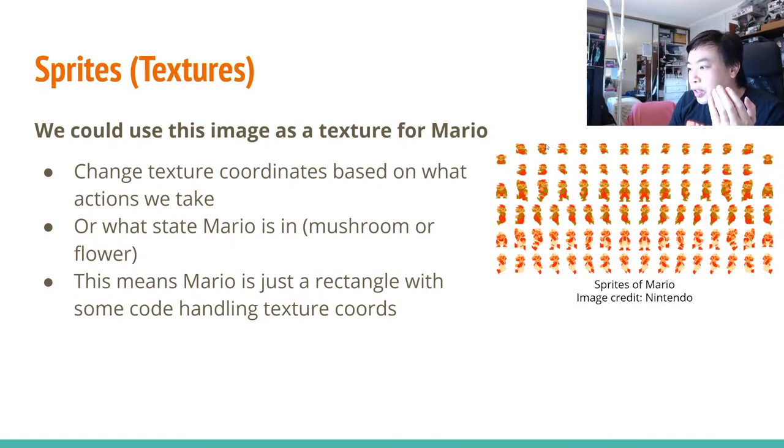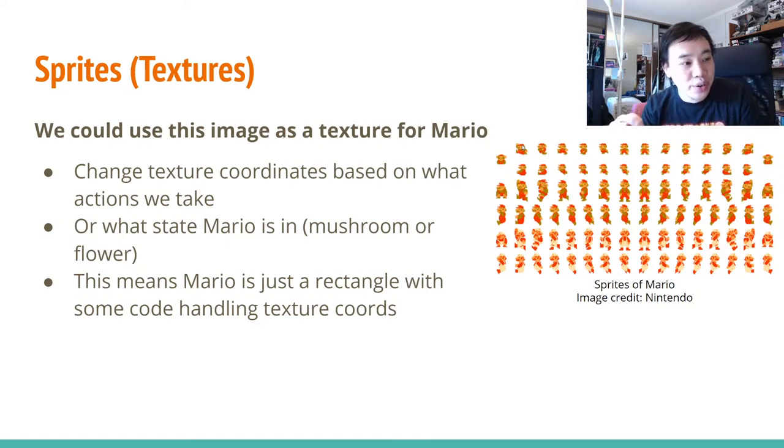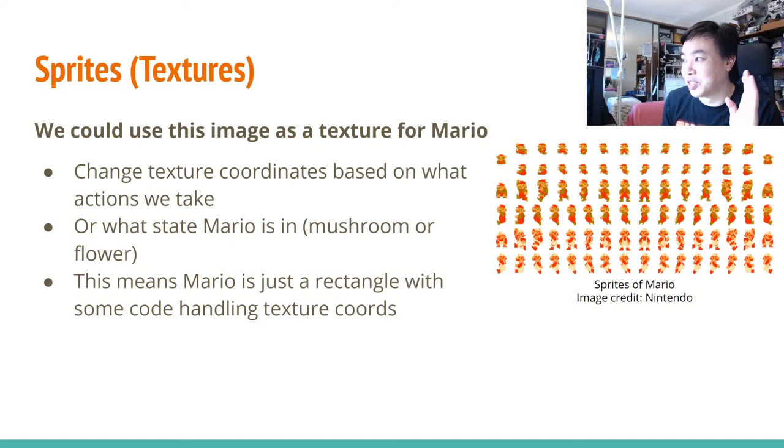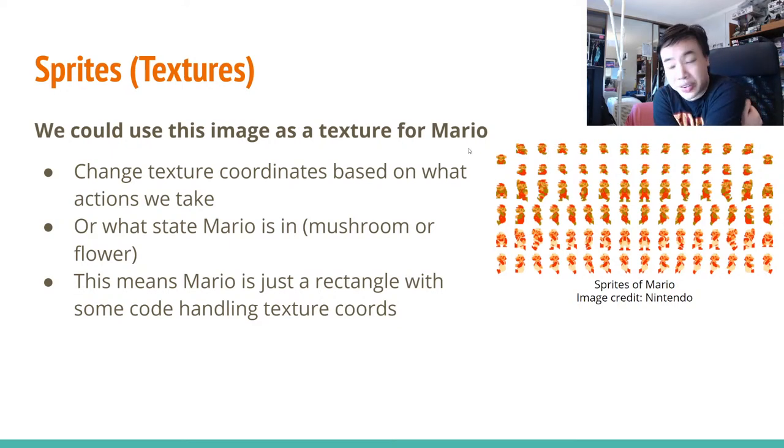So when I'm moving around, I could change the texture coordinates. What I could do for this really easily is I just say Mario is a rectangle. I can simplify my vertex information so much that Mario is just a rectangle. Like nothing more than a rectangle. Four verts, two triangles. But for the character to change what it's doing, we just map to different coordinates in this one texture.